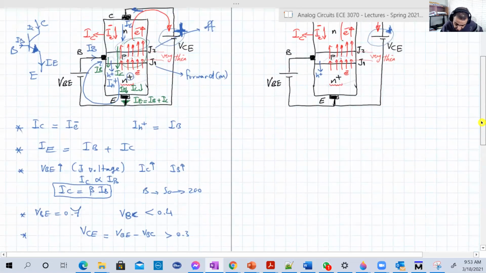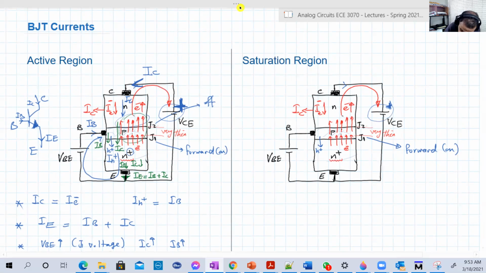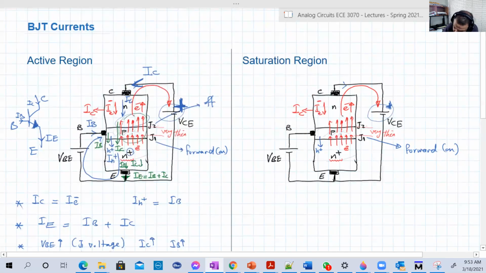Now let's talk about the current in the saturation region. How the currents behave in the saturation region, because now both junctions become forward. So J1 now is forward and on, just like the active region, but now J2 changed. Let's do that with another color, just to show the differences. So now J2 is forward and on. It was off in the beginning, now it's on.